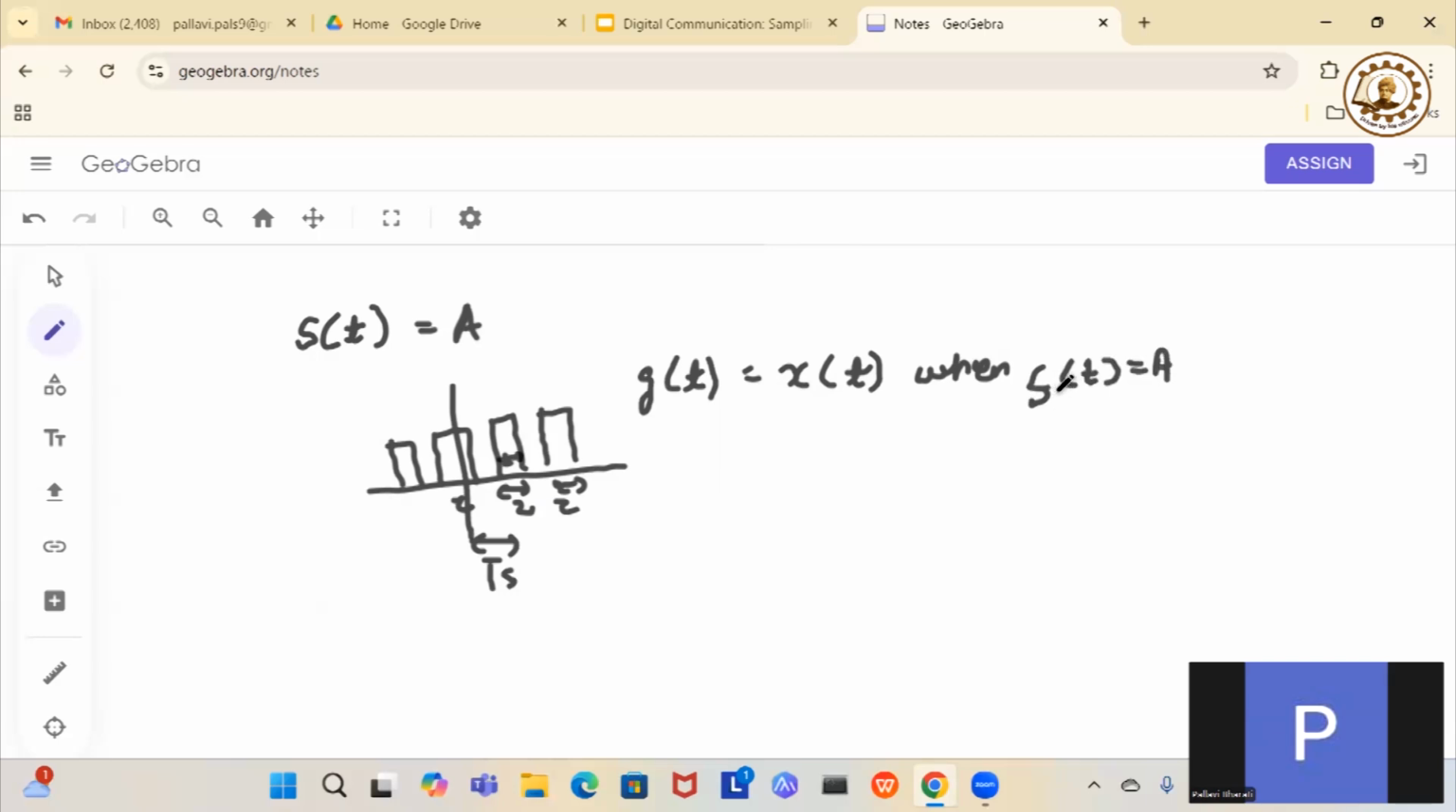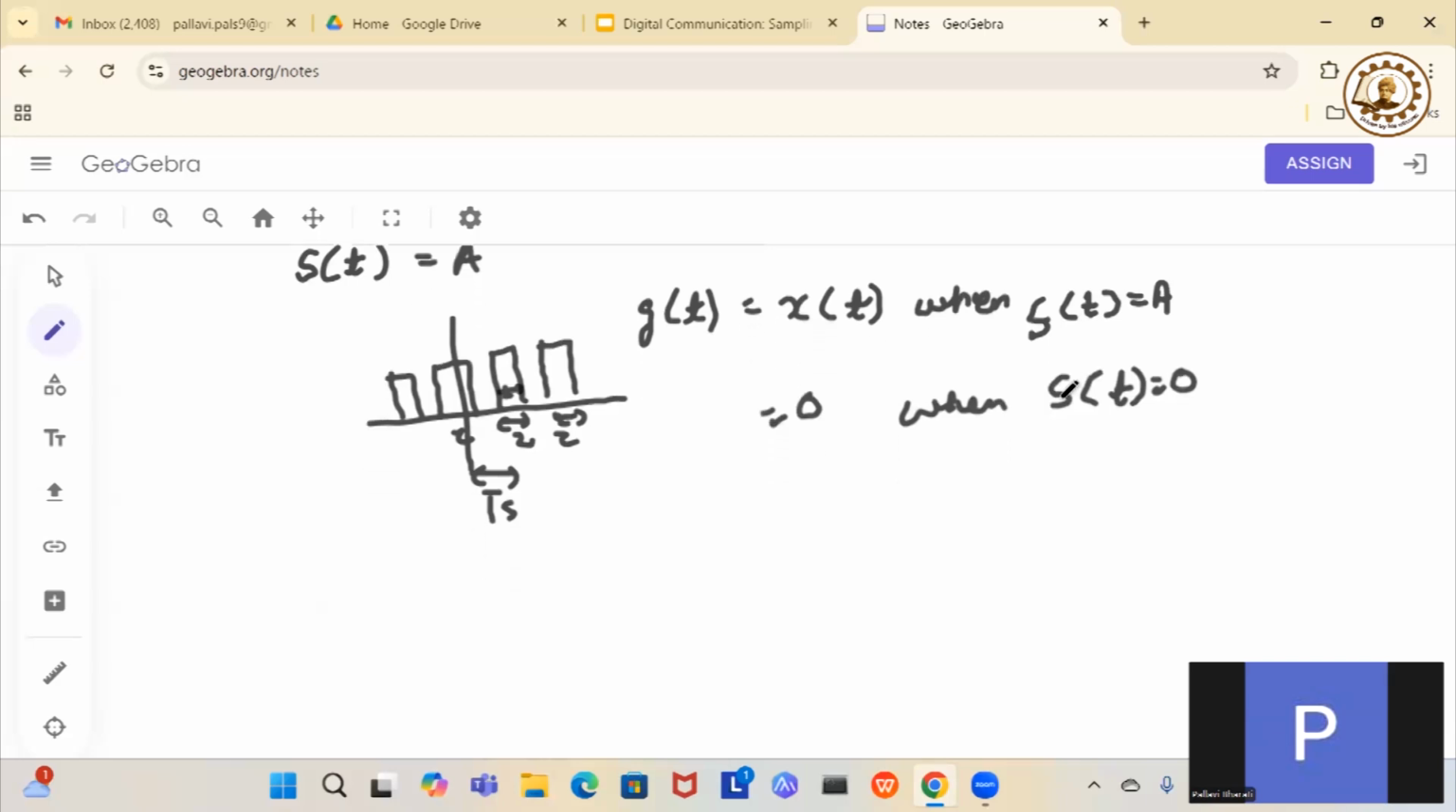Sorry, the sampling signal is represented by s(t). So s(t) is equal to A when it is on, and 0 otherwise. Now let us represent this s(t). s(t) is your sampling signal, or the rectangular signal over here.